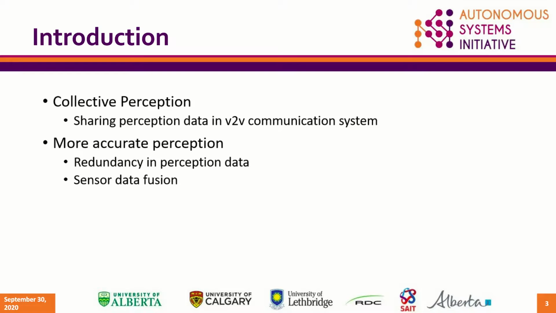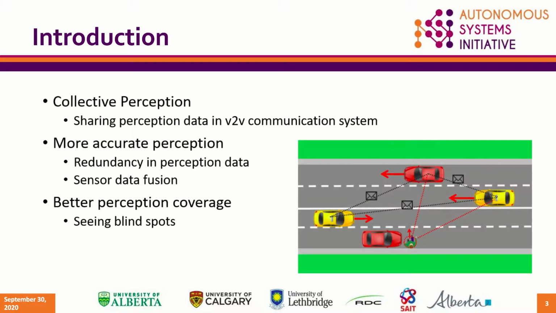Using this way, they can have more accurate perception since we have redundancy in the perceived data, so we can have sensor fusion. And the fleet also can have a better perception coverage since they can see further and they can see the blind spots.